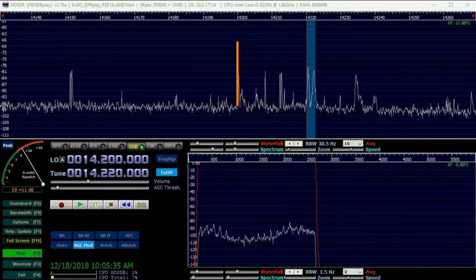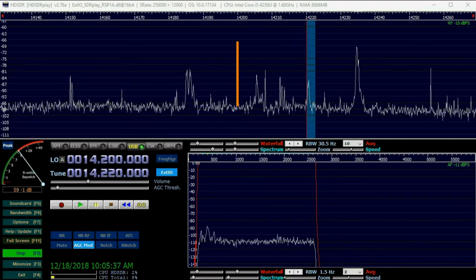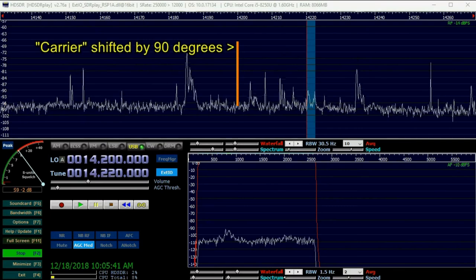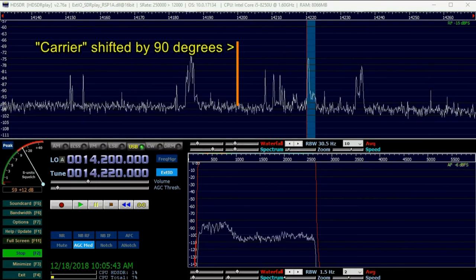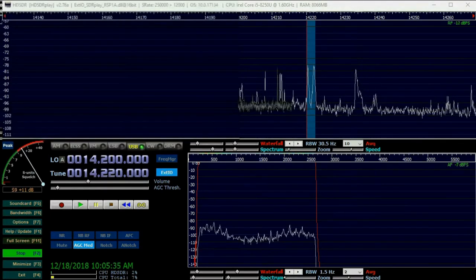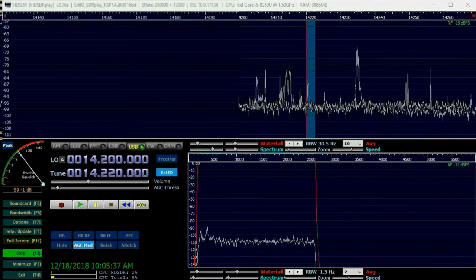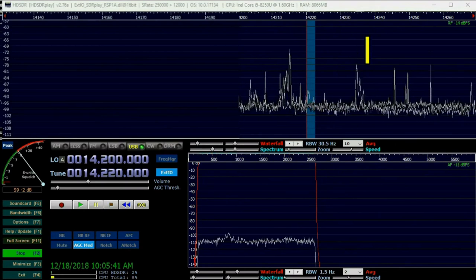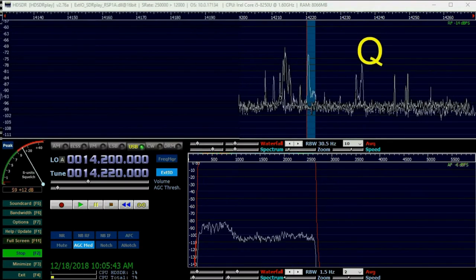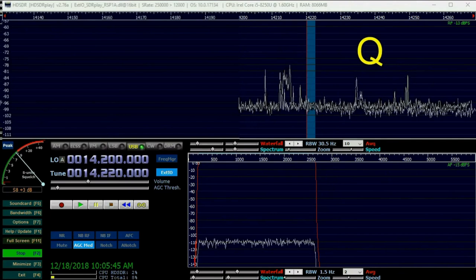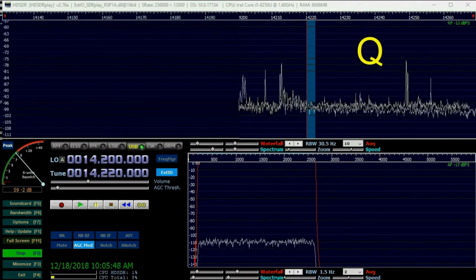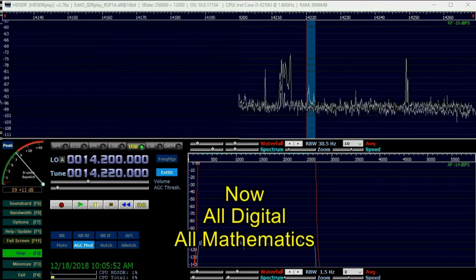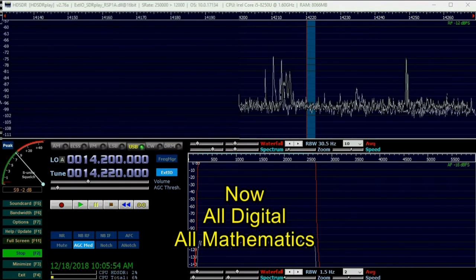In order to completely separate the frequencies above our 14.2 megahertz example from those below that frequency, I and Q must be exactly the same amplitude and exactly 90 degrees apart. The analog creation of I and Q was unstable and left us with errors that could not be fully corrected. Those errors created a digital image from the unwanted sideband. The math gives us perfection that does not drift or change with age.